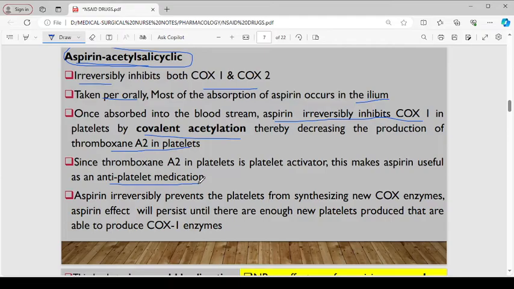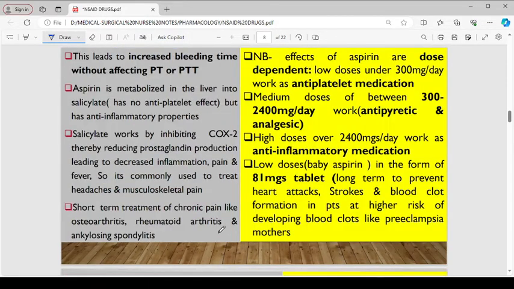So aspirin irreversibly prevents the platelets from synthesizing new COX enzymes, and the aspirin effect will persist over time until enough new platelets can be produced in order to release more COX-1 enzyme. So this normally leads to increased bleeding time without necessarily affecting the thrombin, the PT, and the PTT time.